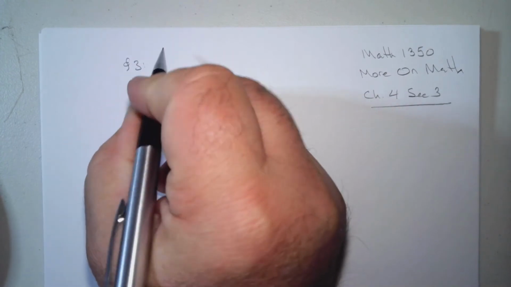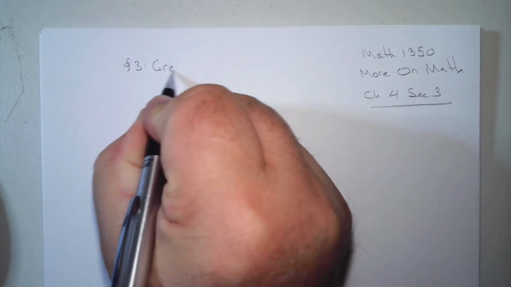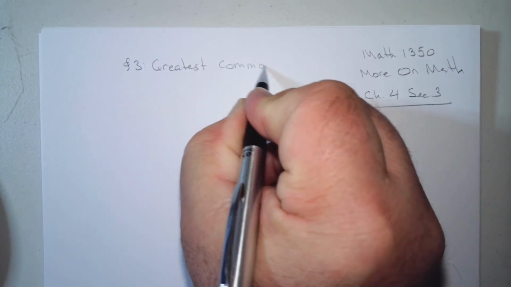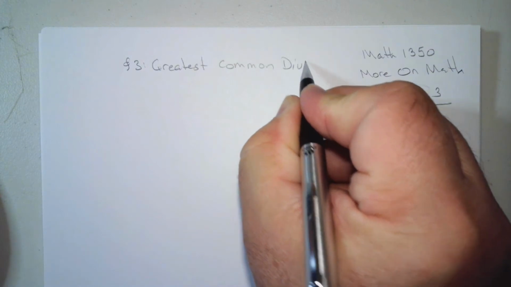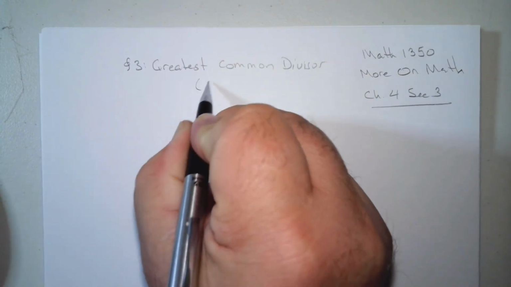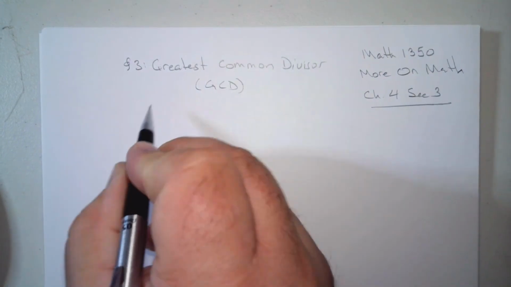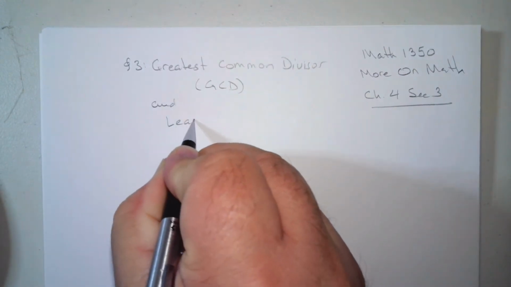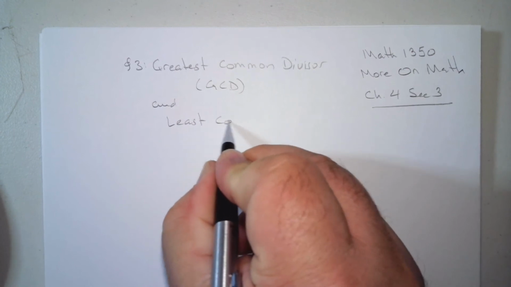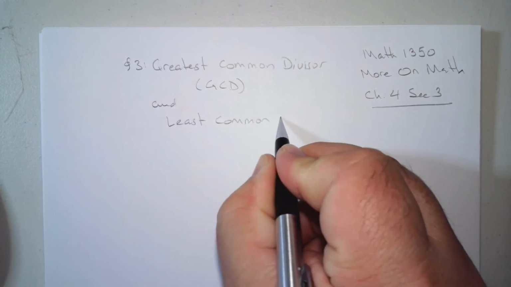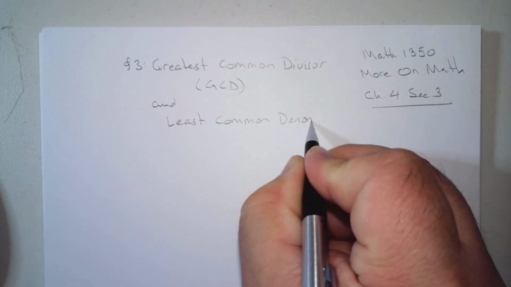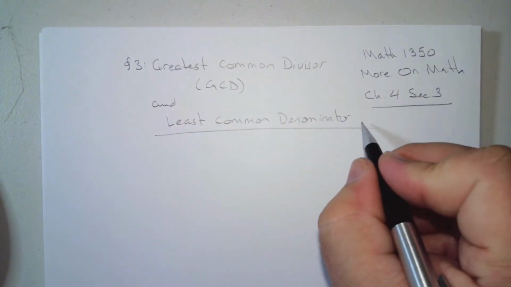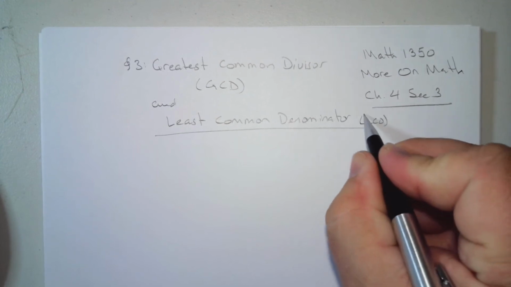Section 3 deals with greatest common divisor, or GCD, and least common denominator, or LCD.